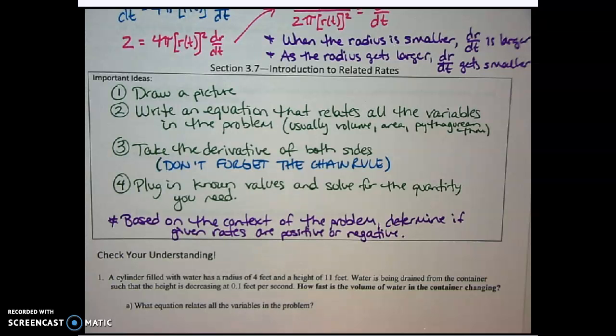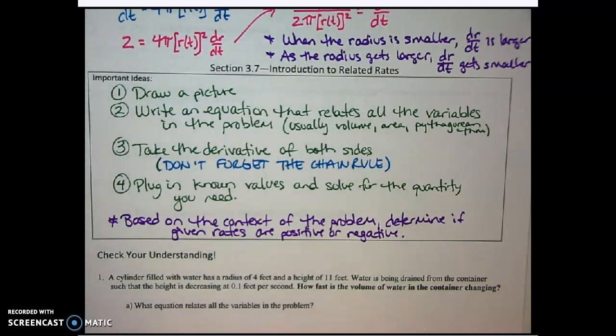Now, after you've written the equation, the only values that you want to plug in at this point are values that don't change at all ever through the problem. Third step, take the derivative of both sides. Don't forget the chain rule. You are generally going to be taking the derivative with respect to time, so every single variable is going to have the chain rule involved.